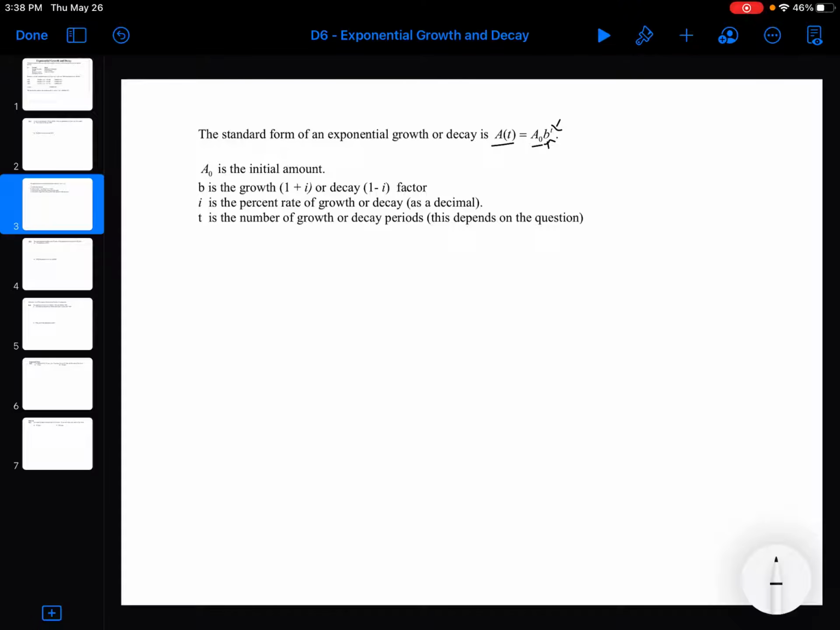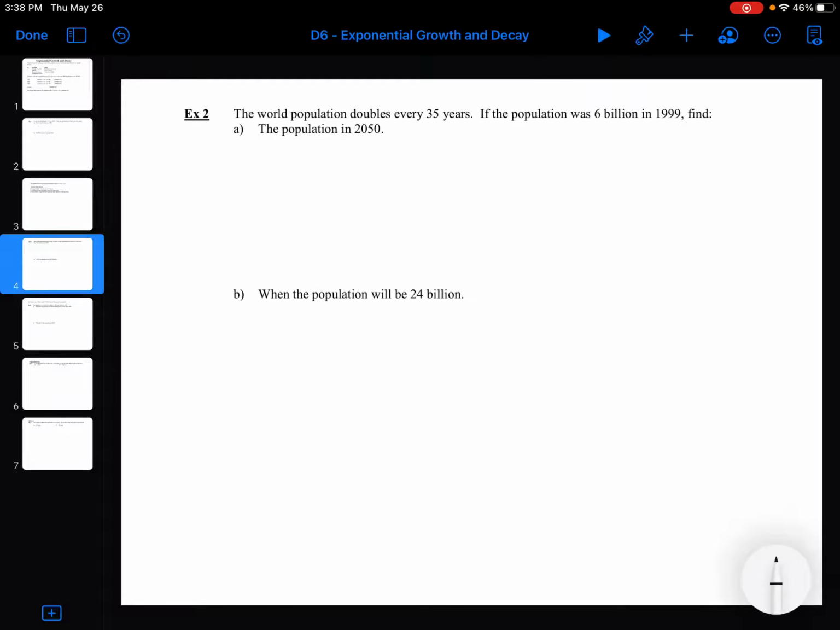And our time is sometimes going to be given as something like this, like x over d, where x is the time allotted and d is the time for that period to happen. So like a half-life. If it says a half-life every 2 years, then d is going to be equal to 2, and x would be in years.